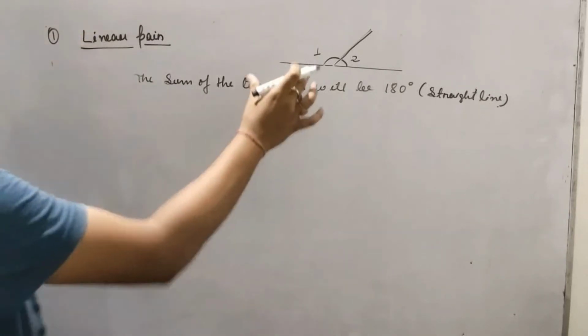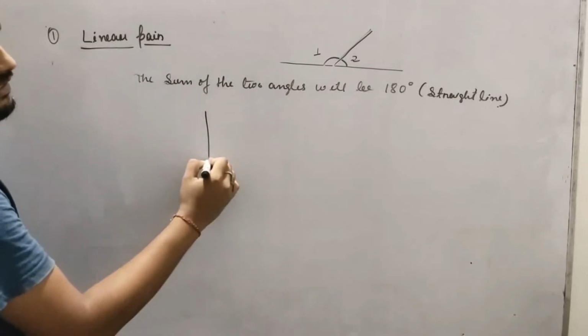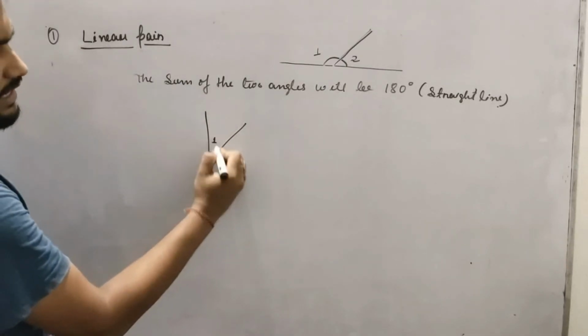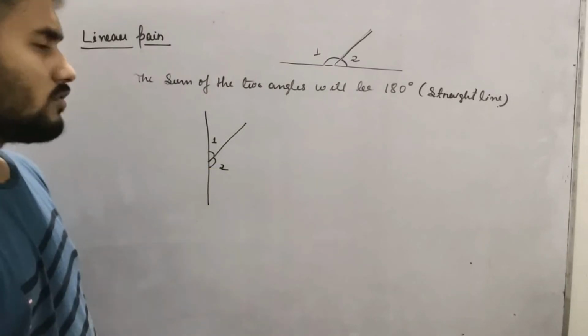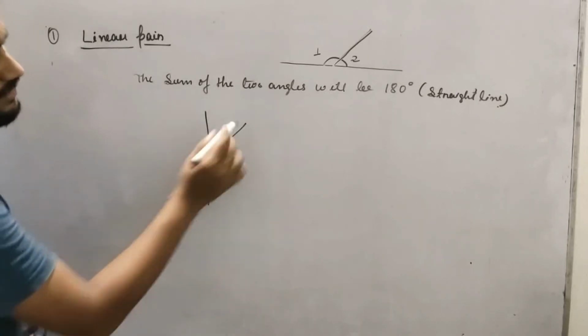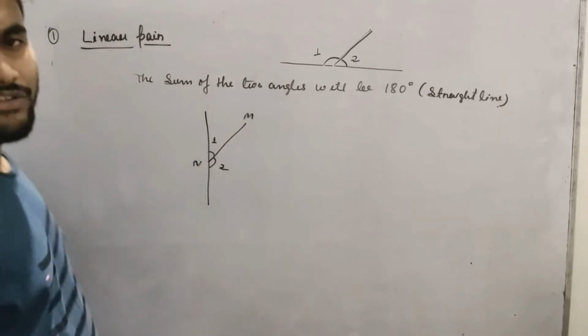Now you see, this straight line can be of many ways. Like this also it can stay, like this also it can stay. So over here also this angle plus this angle, angle 1 plus angle 2, will be 180 degree. Again you see, this is also a straight line. So this is M, this is N. This MN is also a straight line.